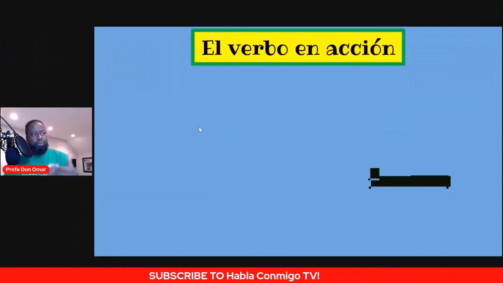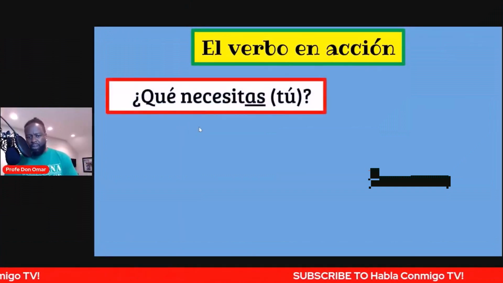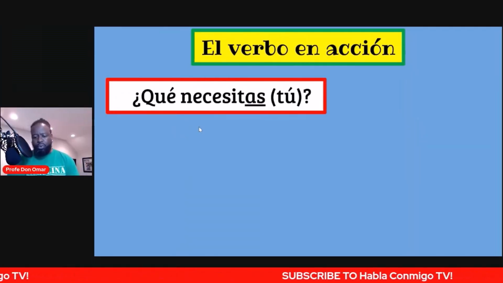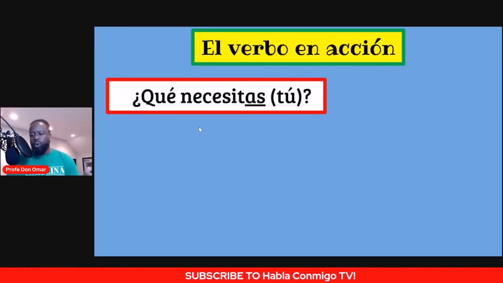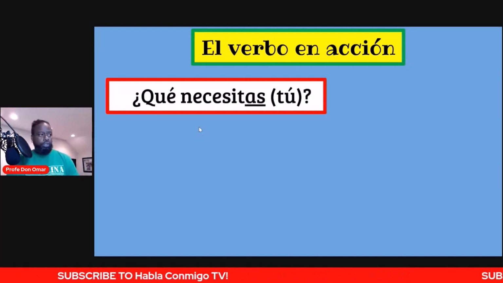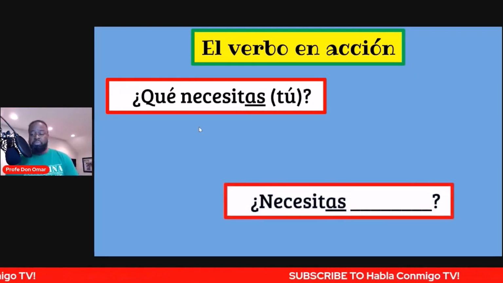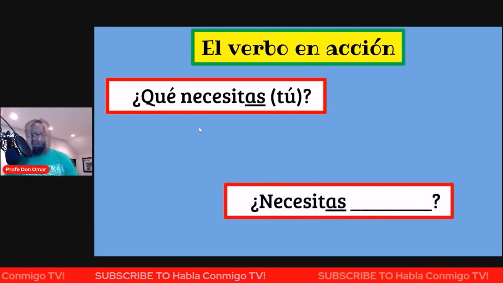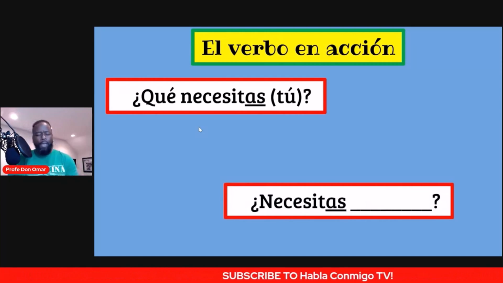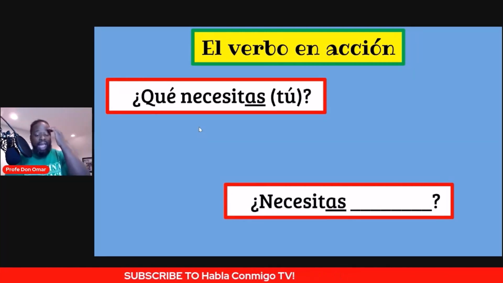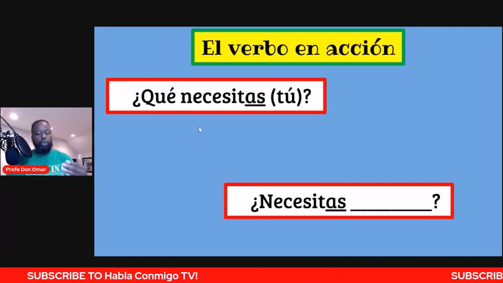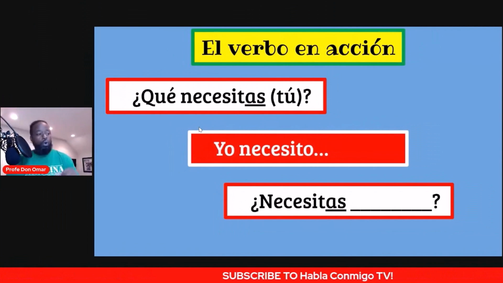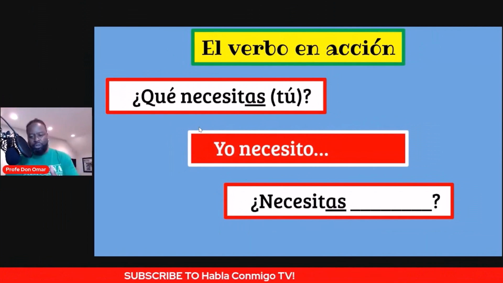Vamos a usar el verbo en acción. La primera cosa, tenemos una pregunta. ¿Qué necesitas? Put the to there to kind of help you remember who in this scenario is the subject. ¿Qué necesitas? Otra pregunta. ¿Necesitas blank? We're going to fill it in with whatever object. Cool thing about this is that our answer is actually going to be the same for both. Yo necesito, o podemos decir necesito.